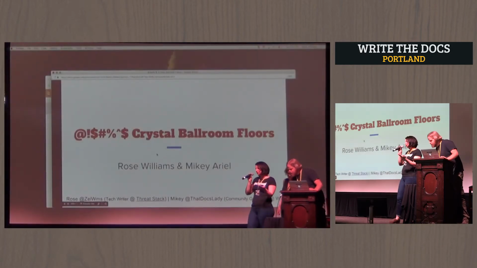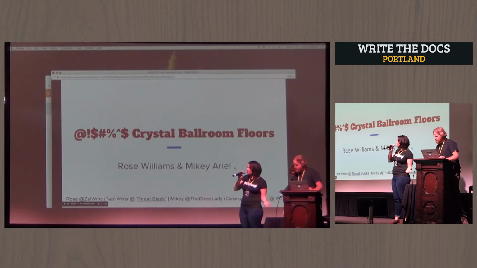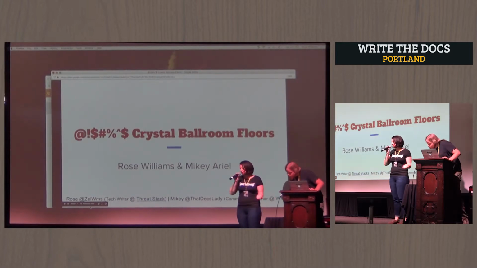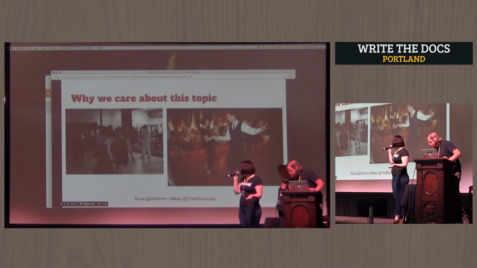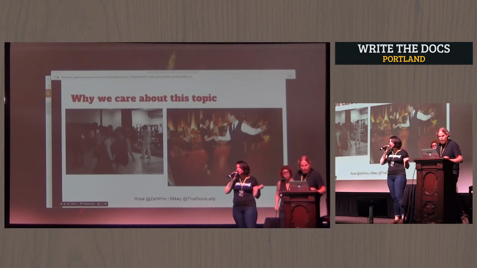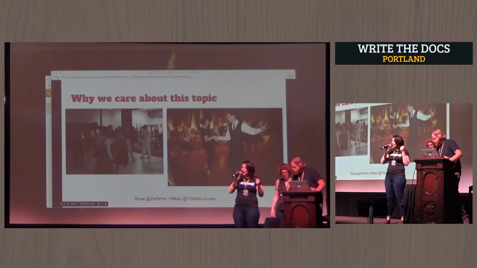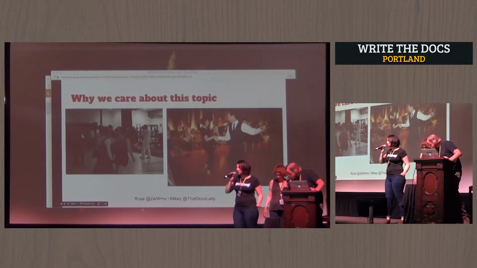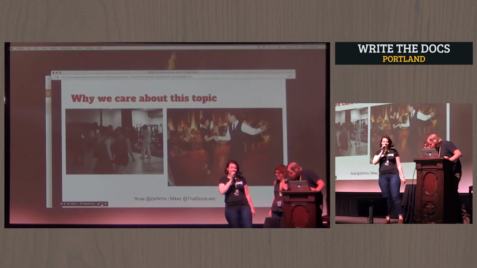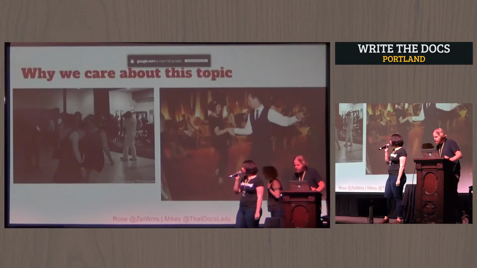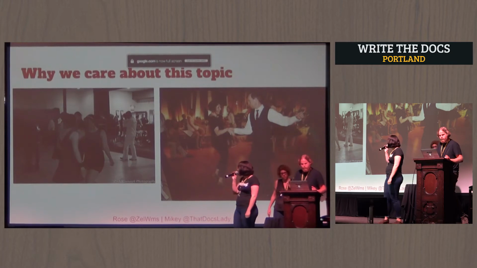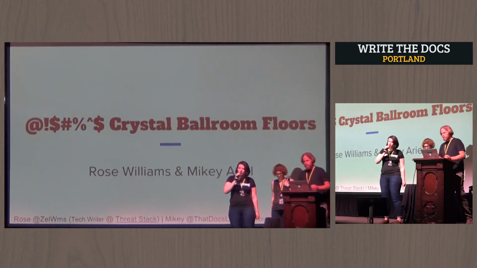So if you haven't heard my name yet, my name is Rose Williams. You can find me on Twitter and many other places, both of good and bad repute. And I am a technical writer at ThreatStack. Now they have gotten their money's worth. I have said their name out loud on a stage. So my marketing person is going to be very pleased. Yeah, and I like to nerd out for dance.